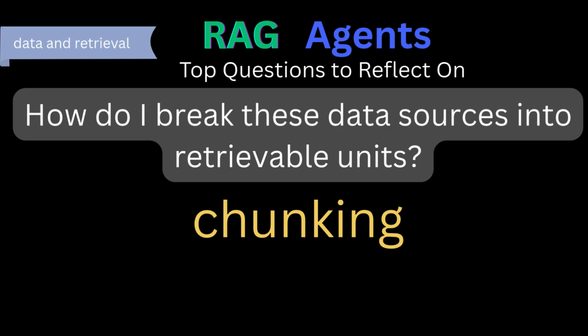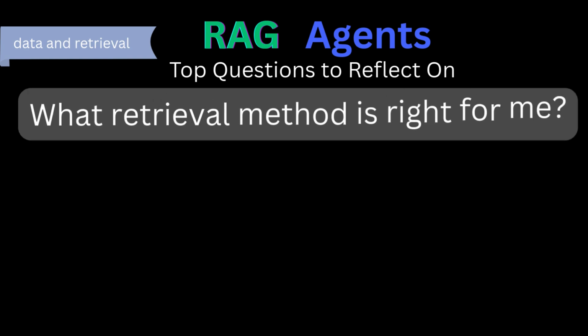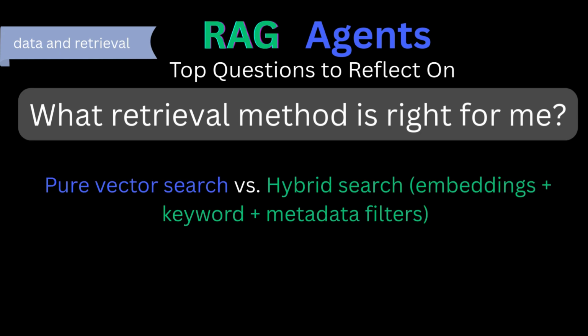Then I ask, what retrieval method is right for me? Pure vector search is useful, but often not enough. Hybrid search, which combines embeddings with keyword and metadata filters, is usually better. In a legal research agent, I might search semantically for similar cases but also filter by jurisdiction and year.